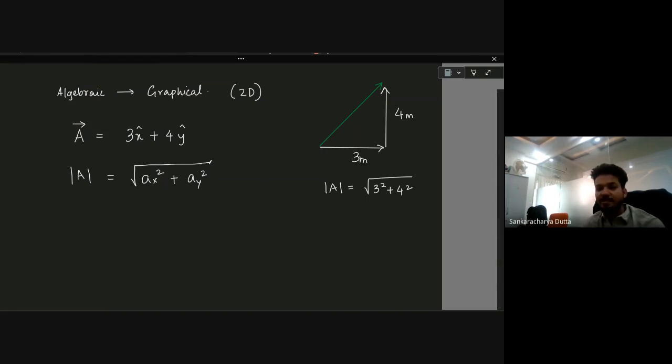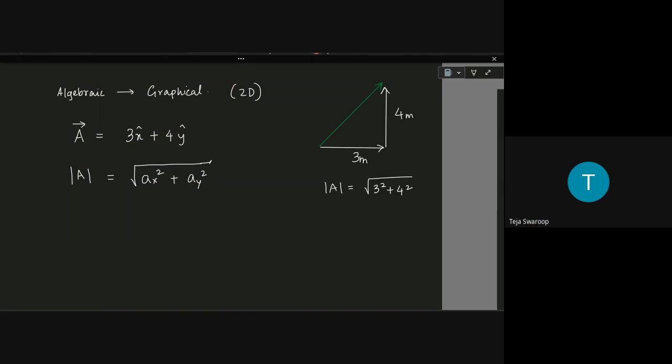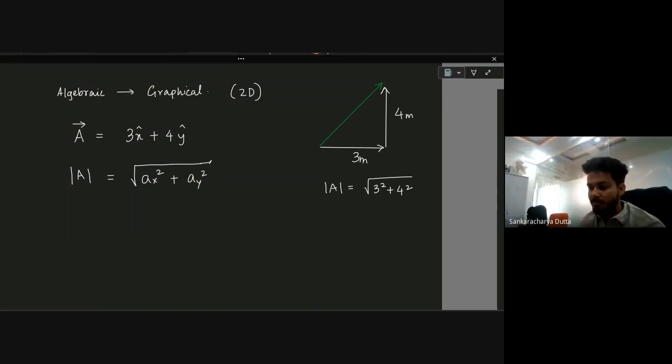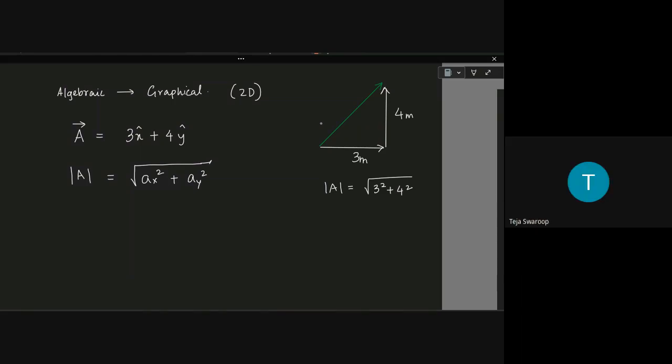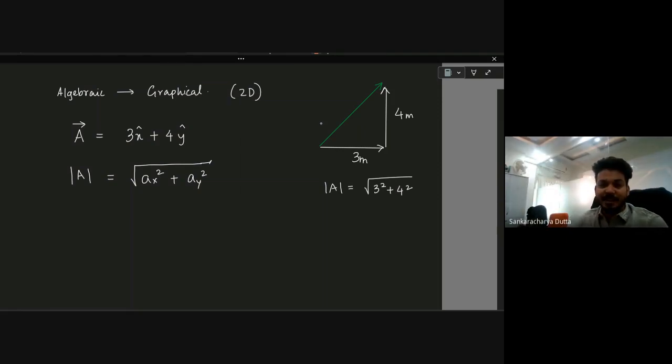Okay. Now that being said, I have given the magnitude of the graphical format. Can you explain again how it's ax square plus ay square? Okay. What I mean by ax is that, for example, if I give you any random a, and let me turn off this auto.